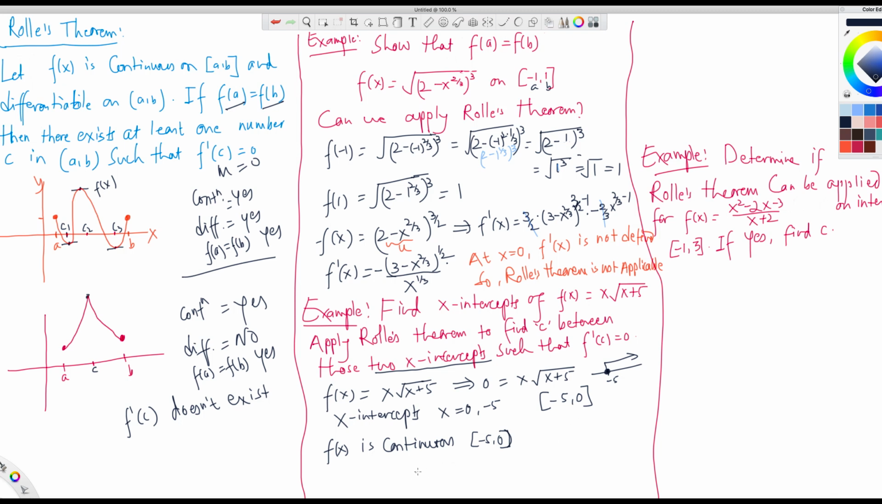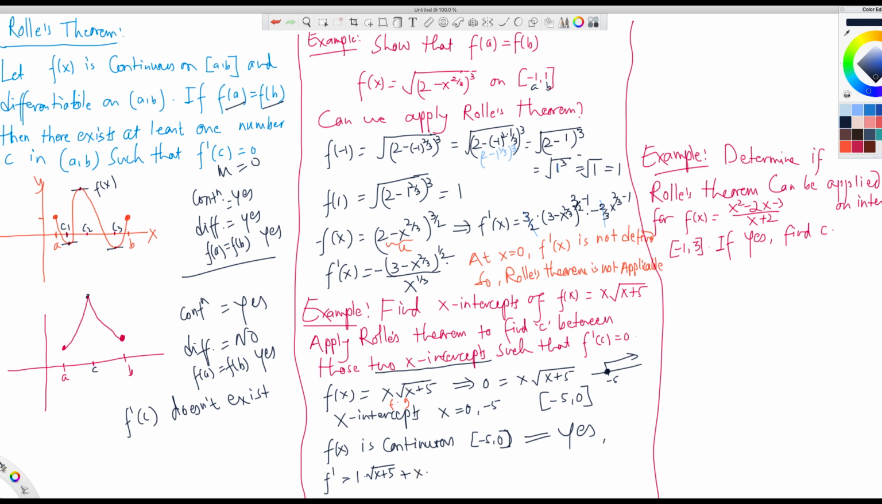Okay, let's find out the derivative. So the answer for this is yes, right? Let's find out f prime. How do you find f prime? You think of this as f times g. You will find the derivative by the product rule, right? So what is the product rule? It is f prime times g. f prime is 1 times root under x plus 5, plus f times g prime.